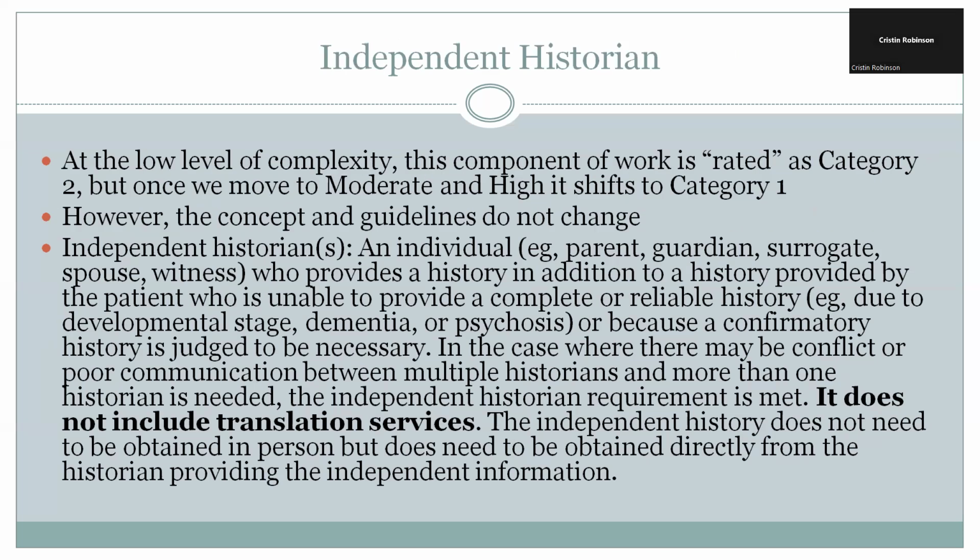Okay, let's talk about independent historian. So at the low level of complexity, this component is rated as a category 2, but once we move to moderate and high, it shifts to category 1. However, the concept and guidelines do not change. An independent historian is an individual, such as the parent, guardian, surrogate, spouse, or witness, that is providing the history in addition to the history provided by the patient who is unable to provide a complete or reliable history.